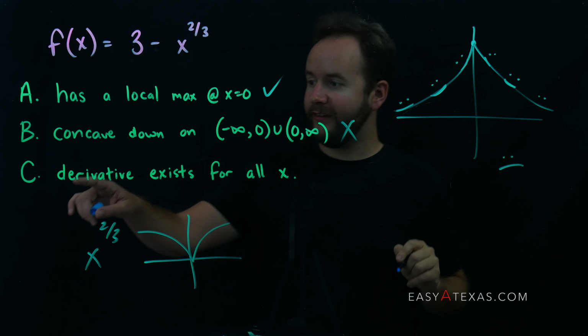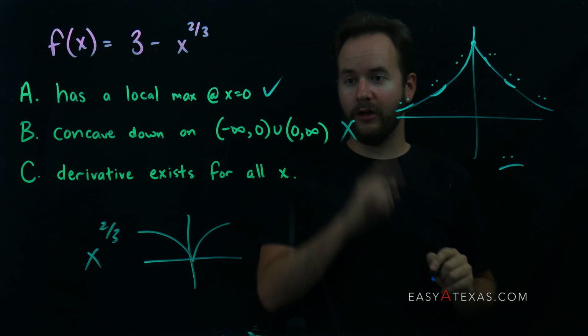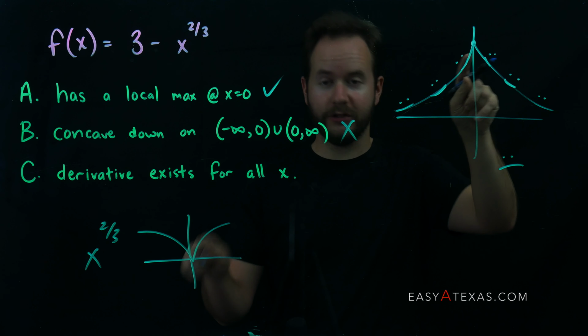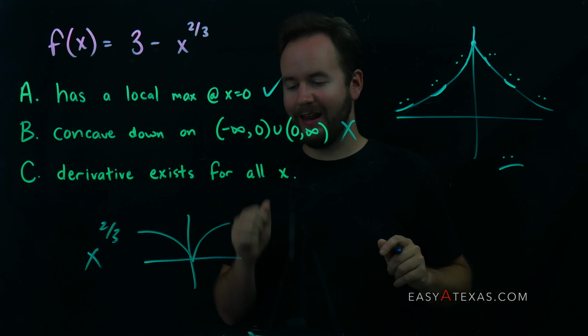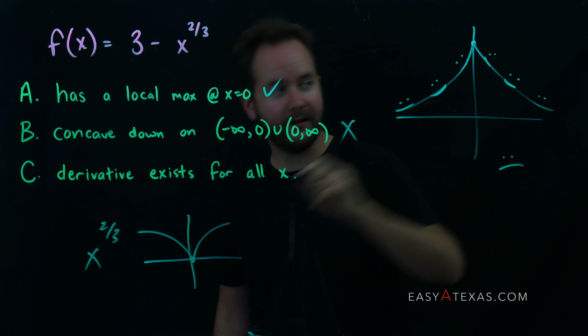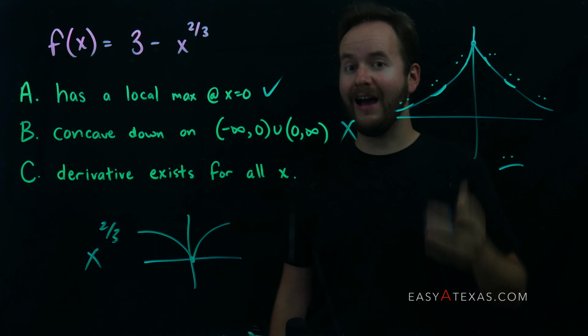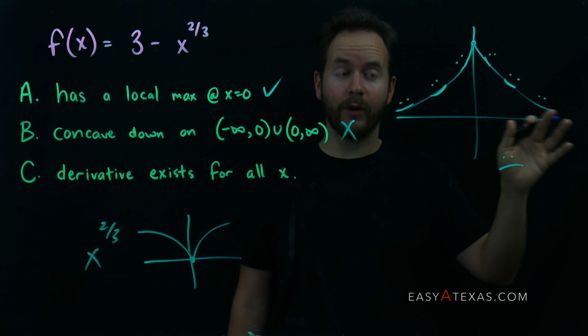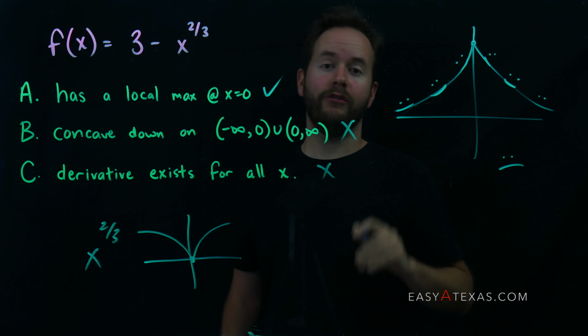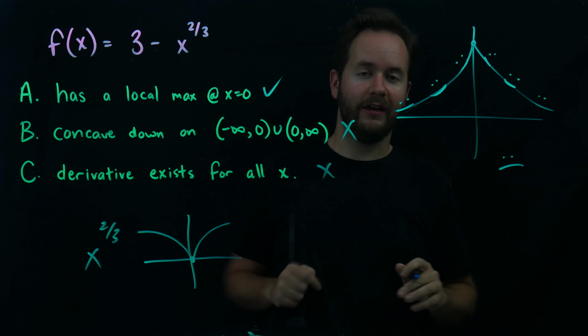Okay, and this says the derivative exists for all x. Now that's not quite true because for this function, the derivative does not exist at x equals 0. That sharp turn or that cusp is a point where the graph is not differentiable. So the derivative exists everywhere except x equals 0. So the first one is true, these last two are false.